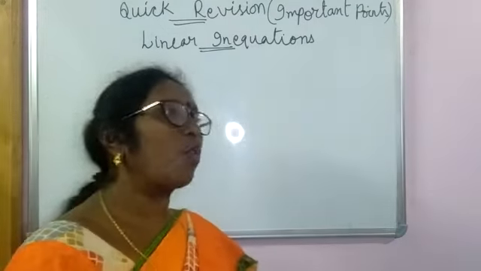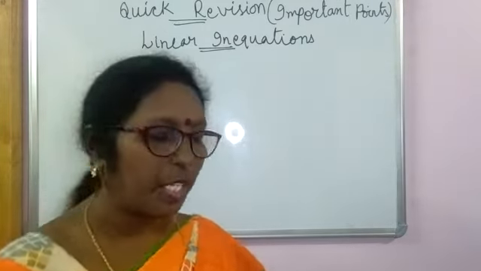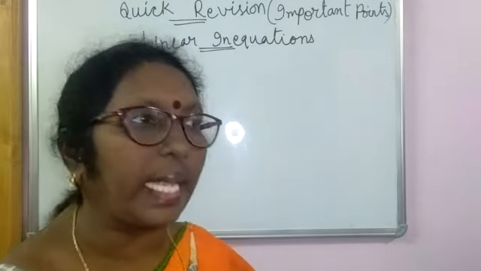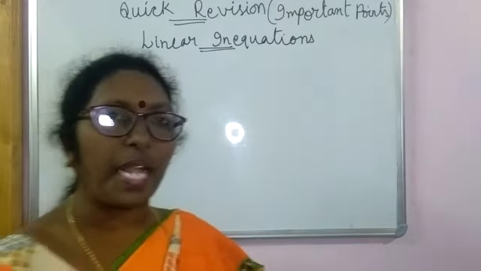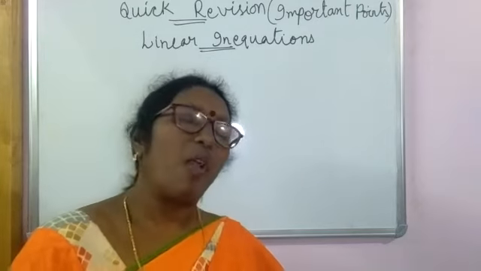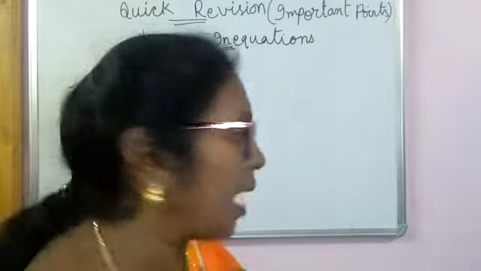Similarly, when you add or subtract both the sides of an inequation by a negative integer also, the sign of inequality does not change. But when you multiply or divide both the sides of the inequation by a negative integer, the sign of inequality changes.